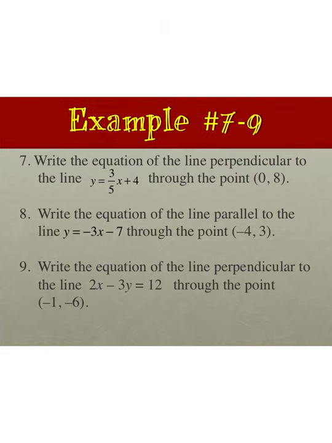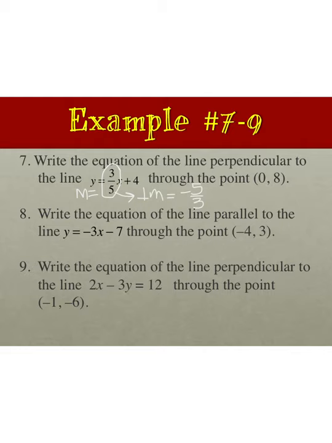Okay, now for examples 7 through 9, we have a few different things we're going to do here. We're going to write the equation of a line that's perpendicular to the line that's given, y equals 3/5 x plus 4, but it's going to go through the point (0, 8). So here's the thing. The only reason they ever give you this line is for you to grab its slope. This line has a slope of 3/5, which means our perpendicular line is going to be the opposite reciprocal. So our line has a slope of -5/3. You flip it and you take the opposite sign.